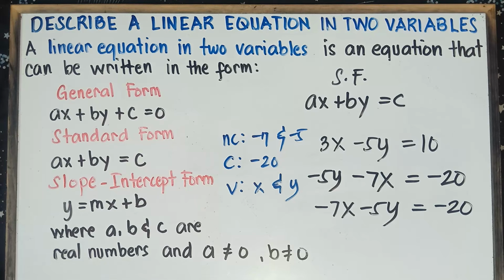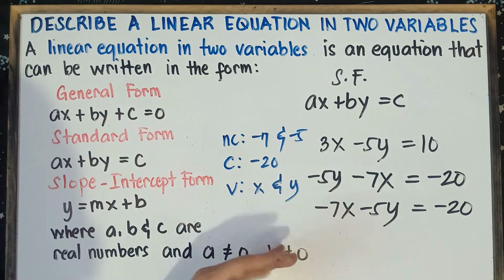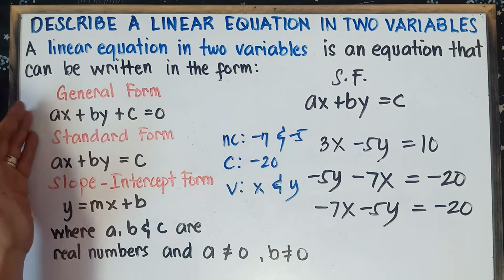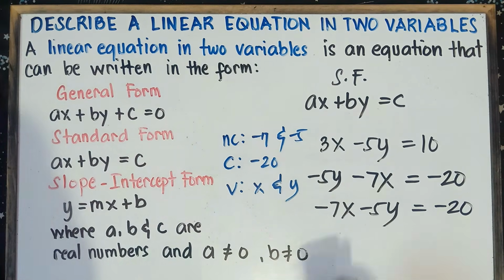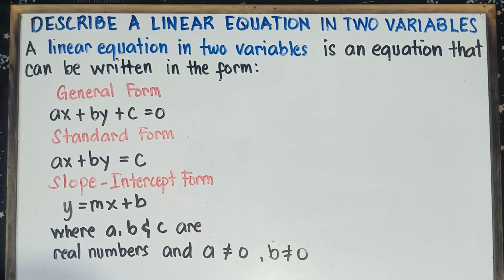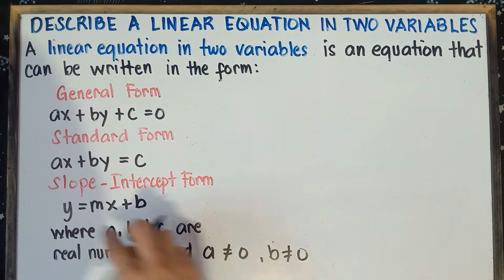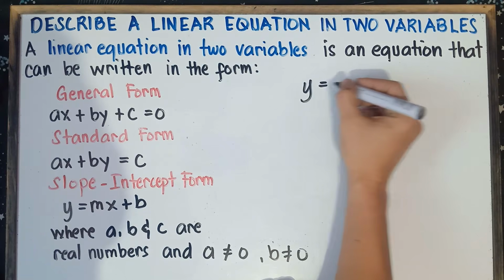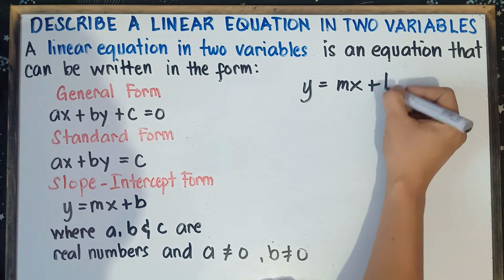Alright, so let's talk about slope-intercept form. I hope it's clear for you, class, with regards to general form and then standard form. So let's proceed now to slope-intercept form. Now, what is the equation of slope-intercept form? So, the equation, we have y equals mx plus b.